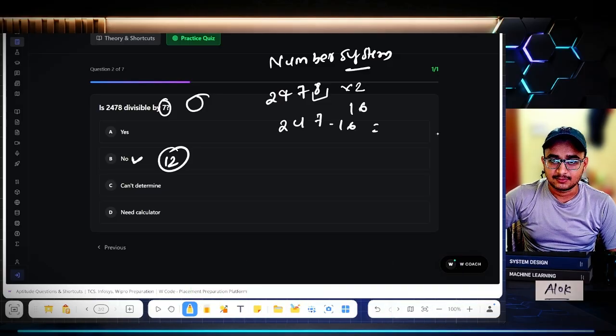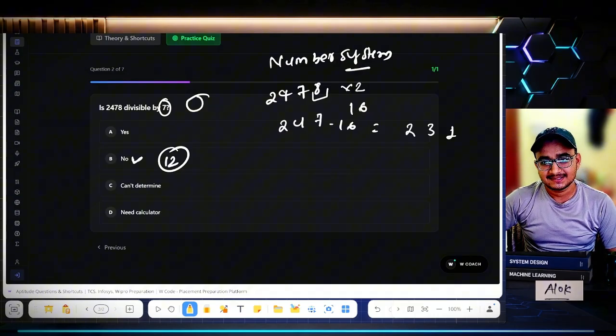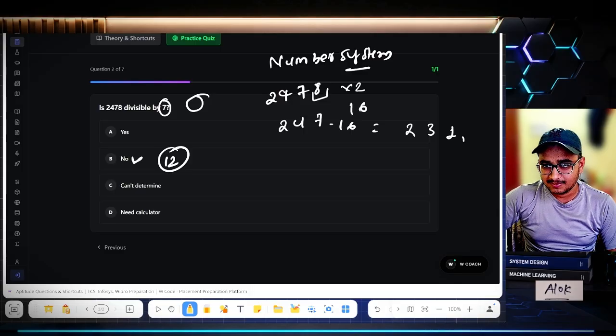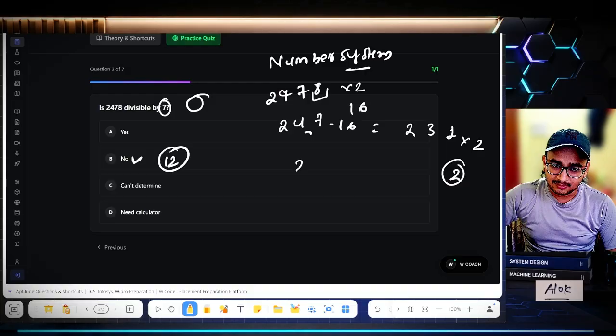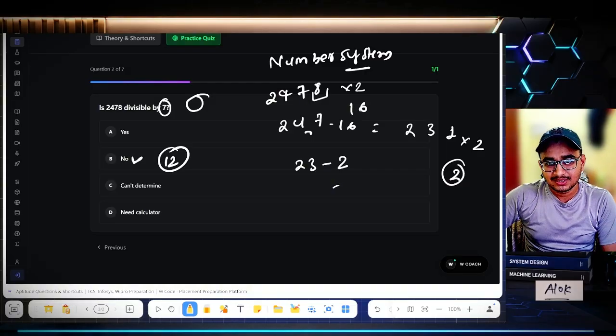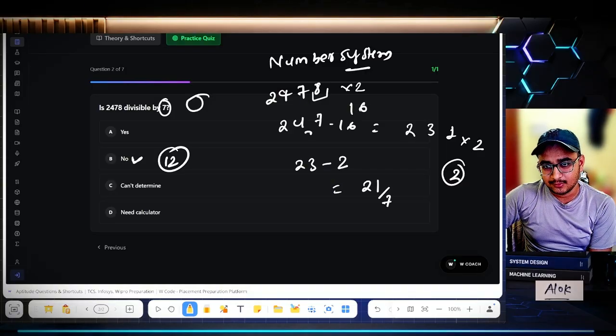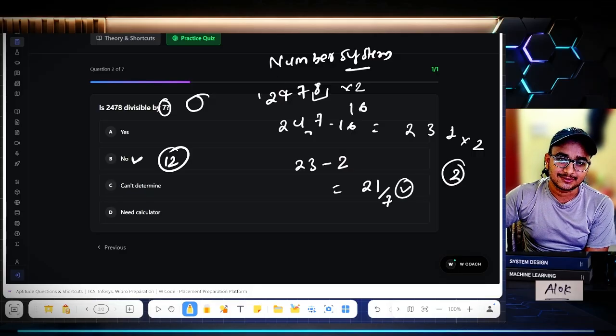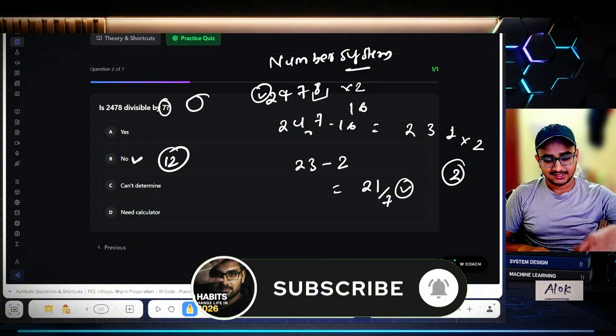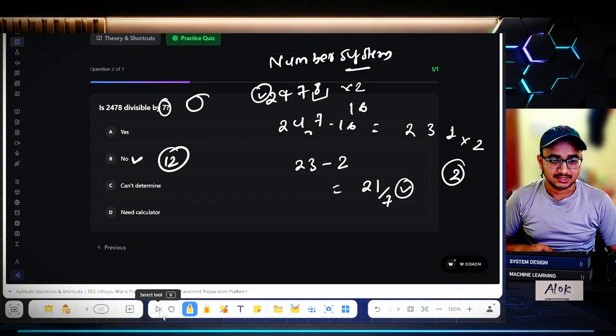What will you get here? 231. Now multiply the last digit again by 2, it comes out to be 2. 23 minus 2 comes out to be 21. Will 21 be divisible by 7? Yes, guys, it is divisible by 7. Then 2478 is also divisible by 7. Okay, guys, let's select the option and let's move ahead.